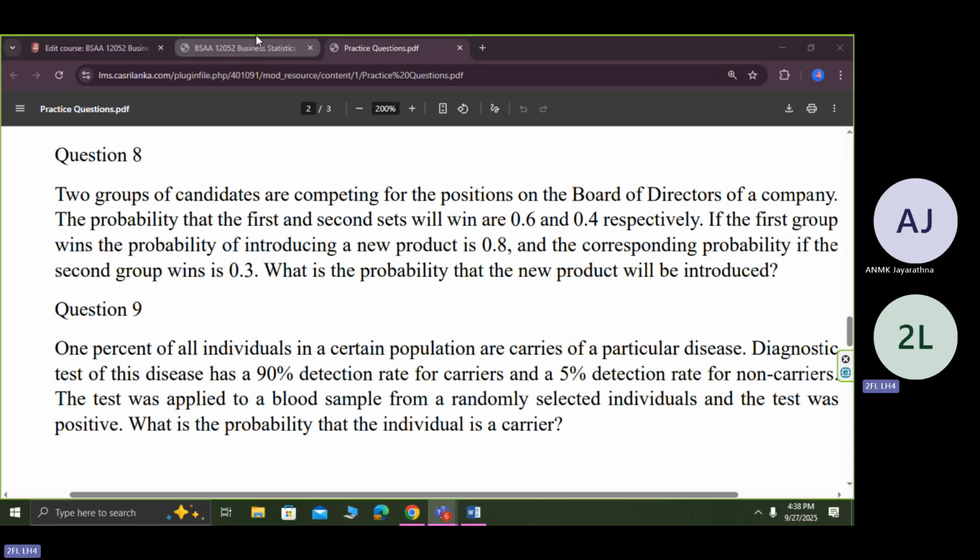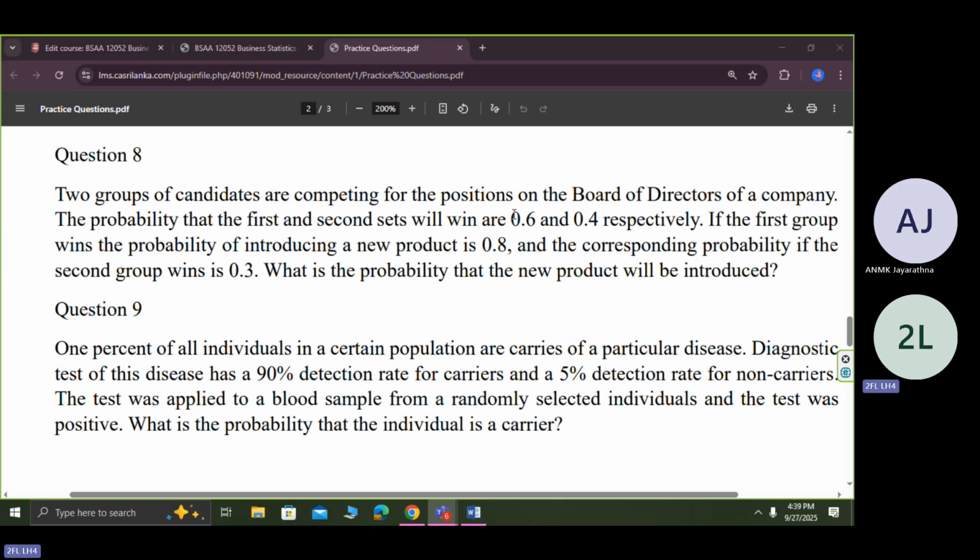Okay, here a group of candidates are competing for positions on the board of directors of the company. The probability that the first and second sets will win are 60% and 40% respectively. So two groups are there, and both compete for the positions. If the first group wins, what is the probability? 60%, 0.6.